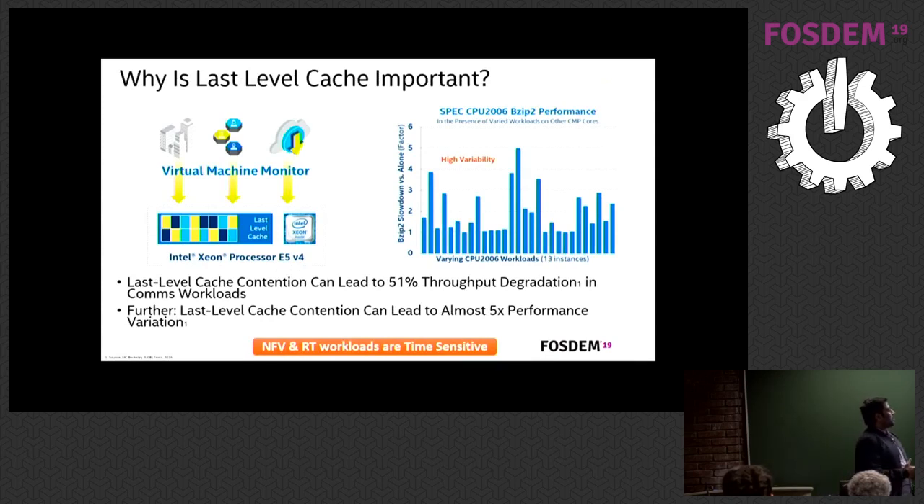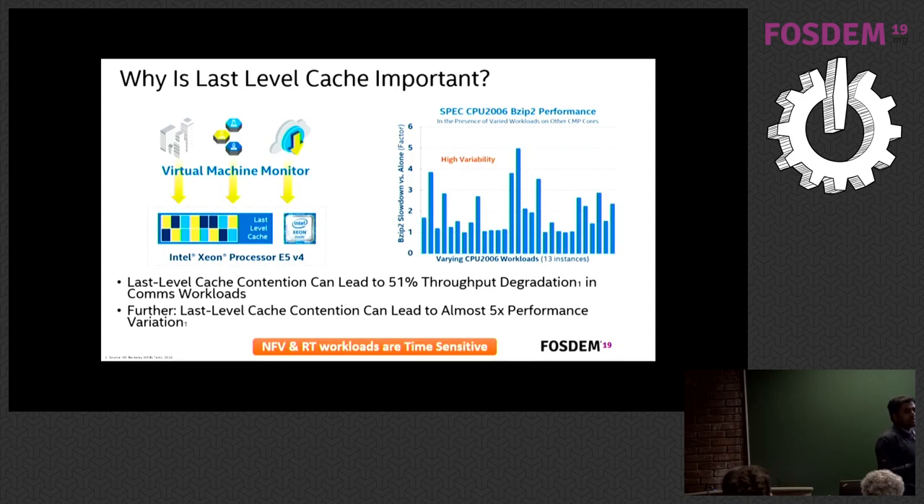Just to give you an idea why the last level cache is important: across a CPU, you might have multiple workloads running, but the last level cache is always shared across these multiple workloads. So more often, this sharing of the resource leads to up to 51% of throughput degradation in comms workloads.